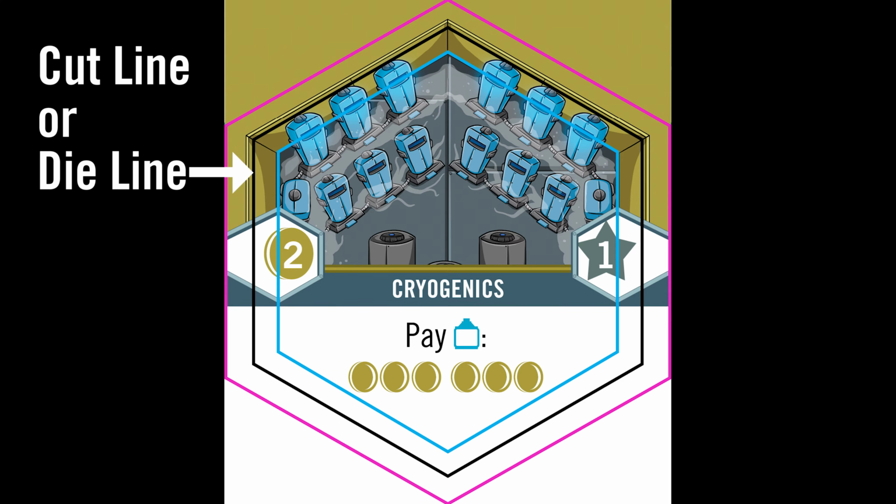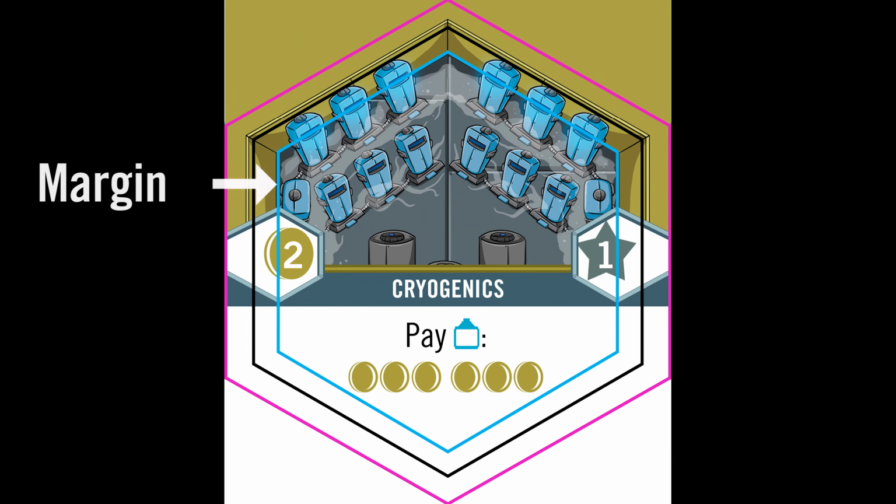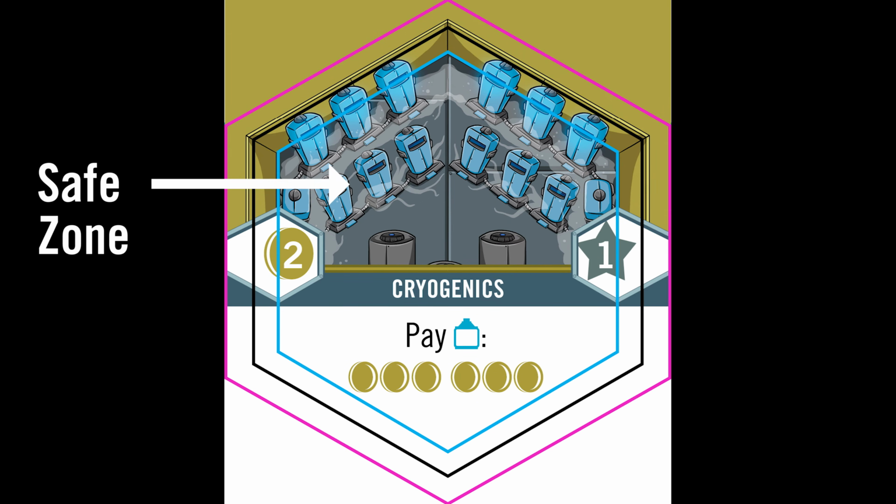And within that is the margin. The margin is where it's dangerous to put any text or critical information. Within the margin is your safe zone or safe area. Anything you put here is guaranteed by the manufacturer to appear in the final component.